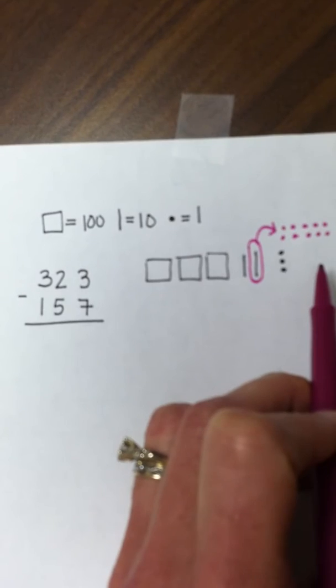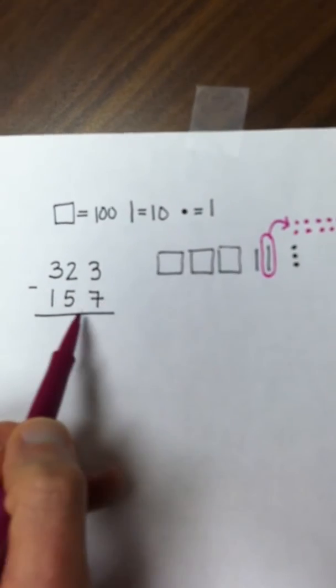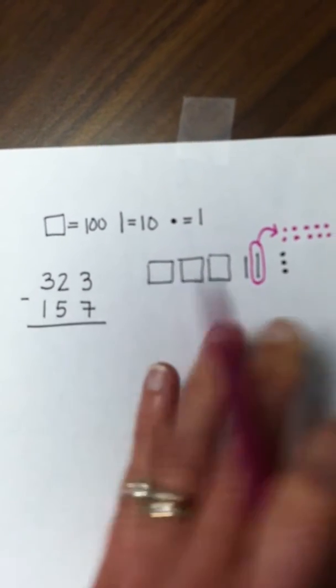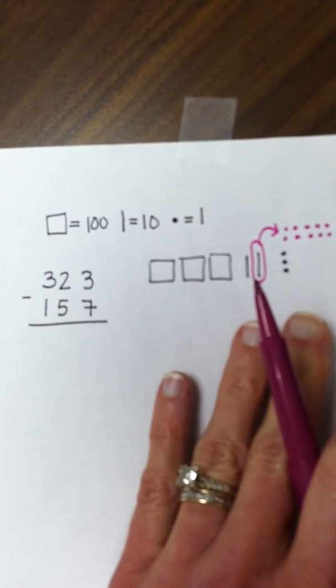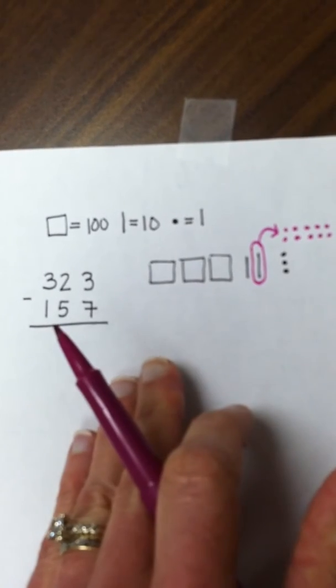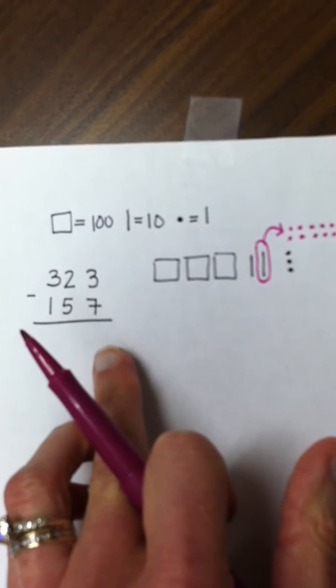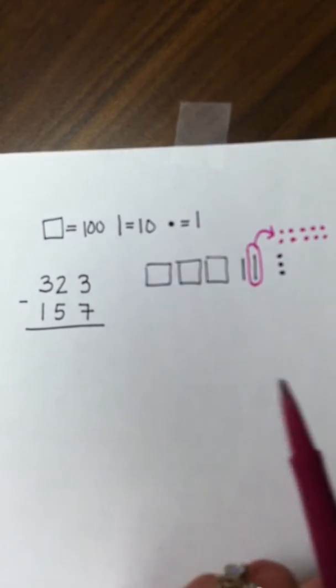Now the important thing with base 10 blocks is you always want to connect it back to our algorithm. The base 10 blocks are great as a visual way to understand what's happening in our algorithm, but if we don't connect it back to the algorithm, the students will never wean themselves off the blocks. So what's happened over here?